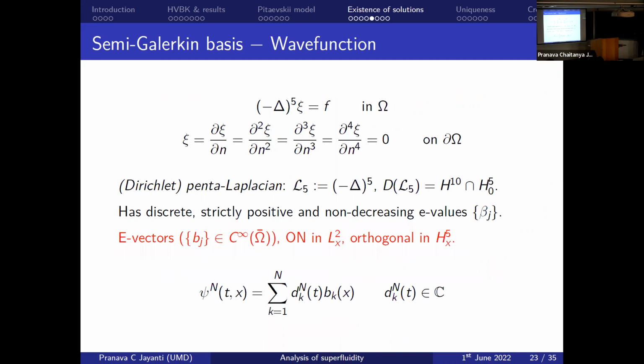We do a similar thing for the wave function. In order to satisfy all the estimates that we need, all the boundary conditions, we take a sufficiently higher order Laplacian. So we take what we call the penta-Laplacian operator here. And again, this has a set of eigenfunctions B sub j. So we form this finite dimensional linear combination with complex valued, time-dependent coefficients. And this is an approximate wave function which satisfies all the boundary conditions we need. Okay.